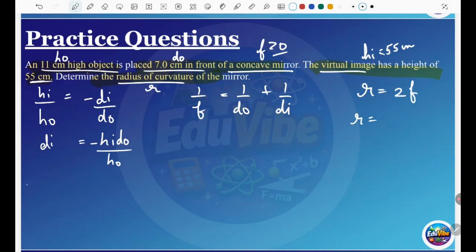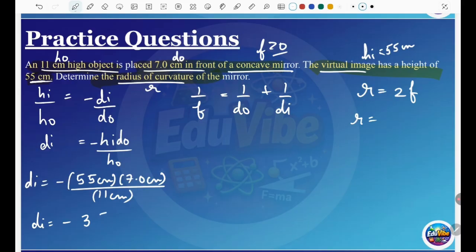You get the answer minus. So DI is equal to minus 55 centimeters times DO, which is 7.0 centimeters, divided by 11 centimeters. You will get DI negative about 35 centimeter. Why negative? Because you have a virtual image, and in a virtual image DI is negative. So you get the negative answer, which is right.